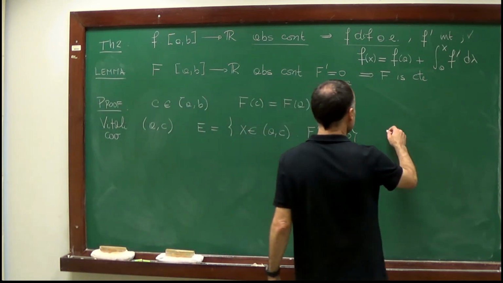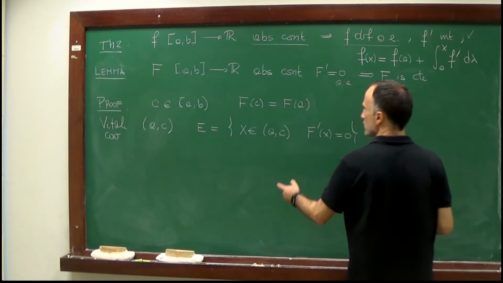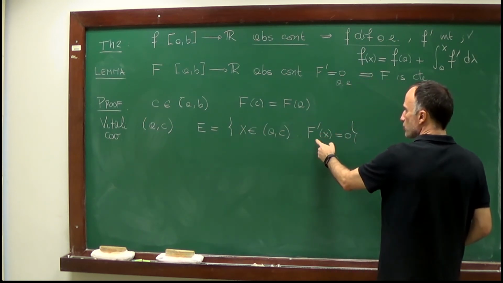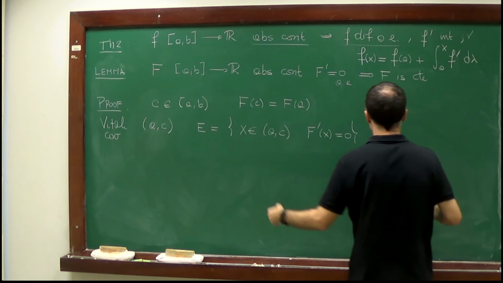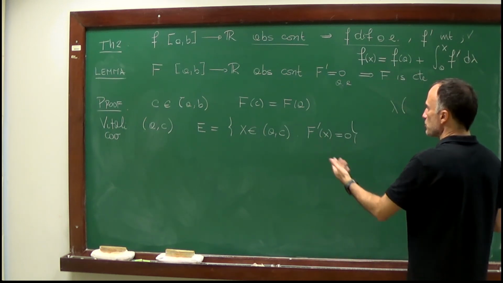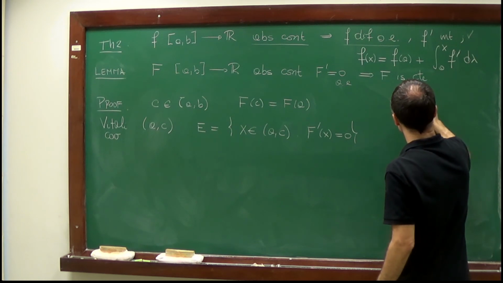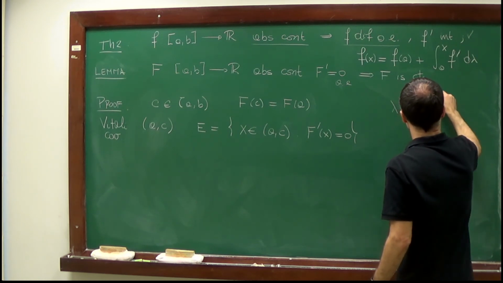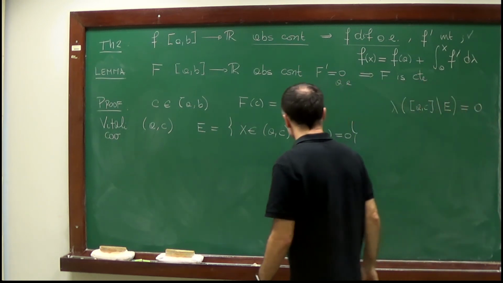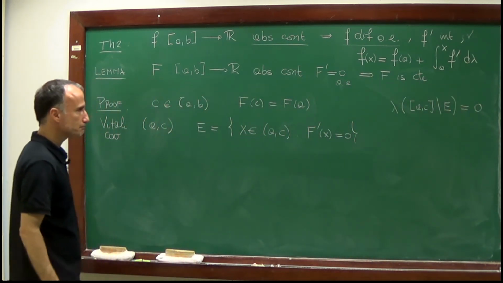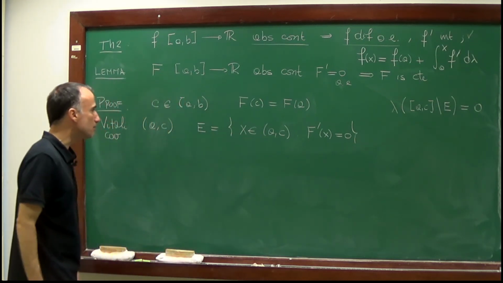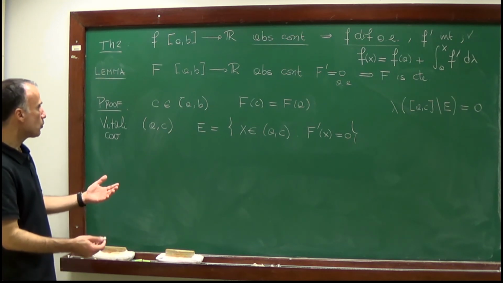I know that the Lebesgue measure, so the function is differentiable, so f prime is a function, so this set is measurable. And what I know is that the complement of this set has measure 0, so if I take AC and I remove from AC the set E, the measure of this set is equal to 0. And I want to construct a Vitali covering of this set E. How will I do that?